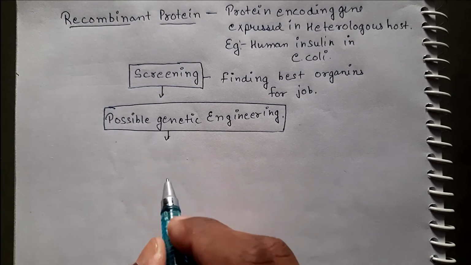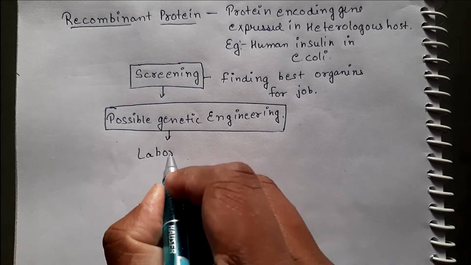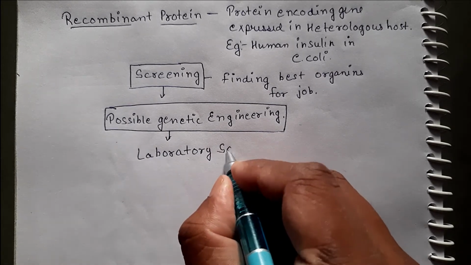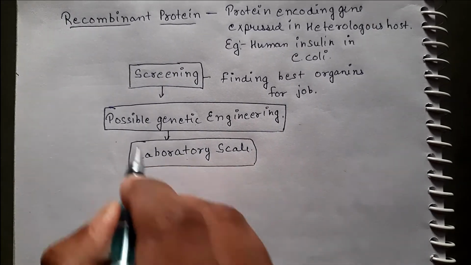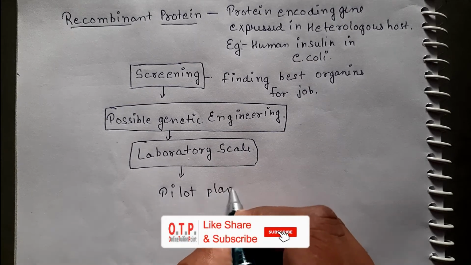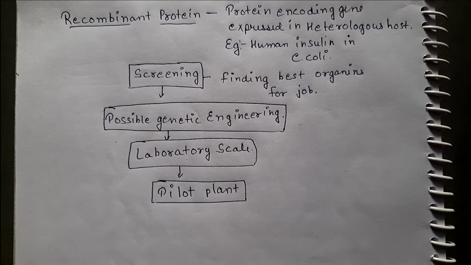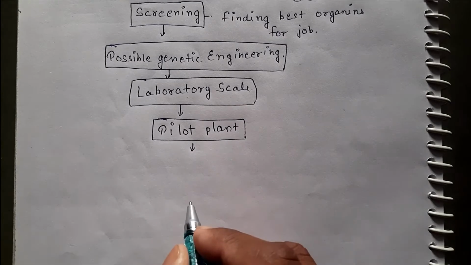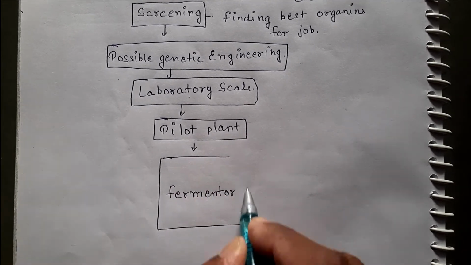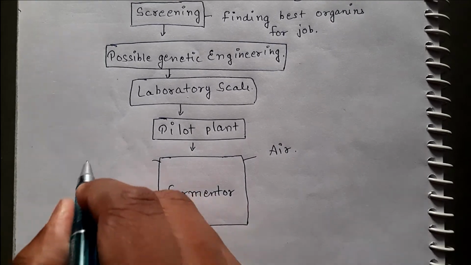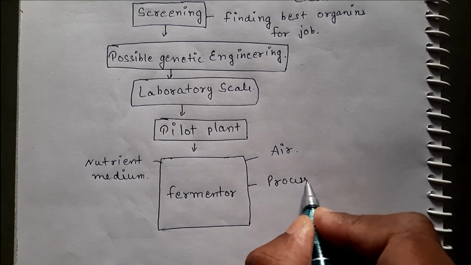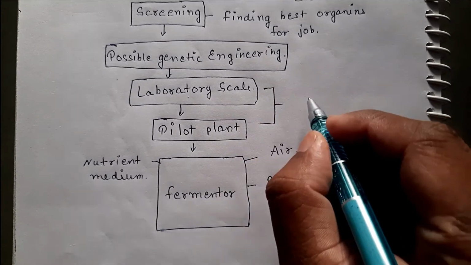The third step is the laboratory scale. We have modified an organism to produce that product, so we test this organism on a laboratory scale. If this test is good, then we use this organism for large scale production, in which we use a pilot plant and fermenters. Fermenters are large containers that can be 100 to 1000 liters, in which air, nutrient medium and process controlling steps are related with this fermenter. We are going to study this further in this video.